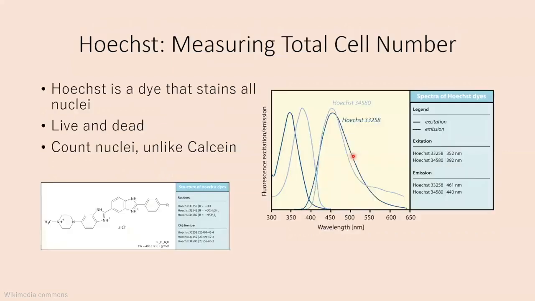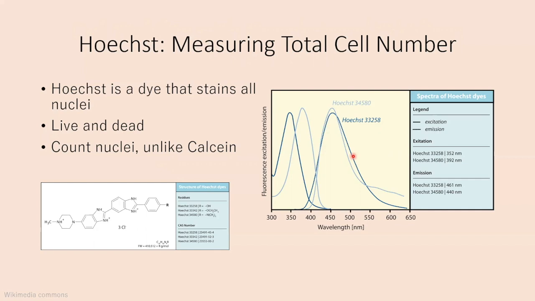Firstly, total cell number can be measured with a compound called Hoechst. This is a compound that stains all of the nuclei and all DNA in the cells, and by extension in your well or your treatment dish. Now, unlike calcein, which is another way of doing this, Hoechst stains the nuclei in the cell. Calcein, which is a live cell stain, stains the cytoplasm, so it becomes difficult to count individual cells.